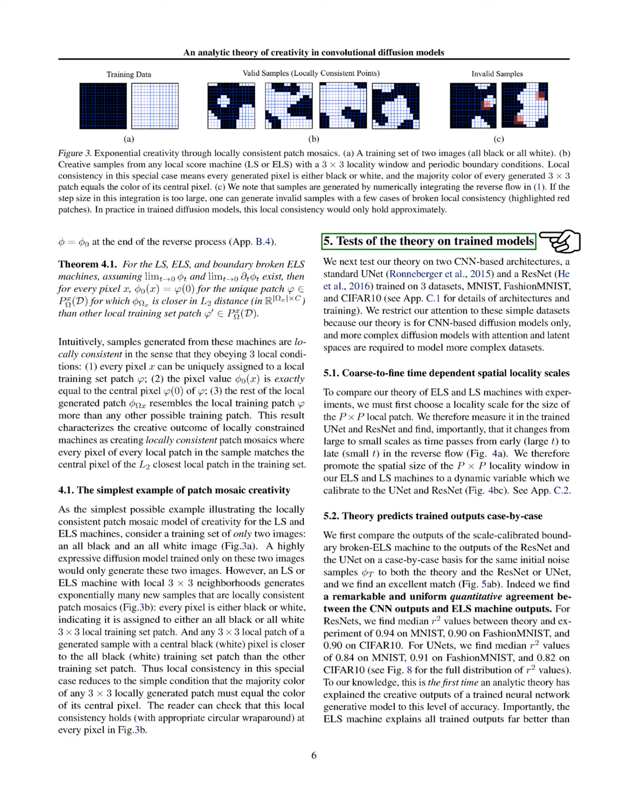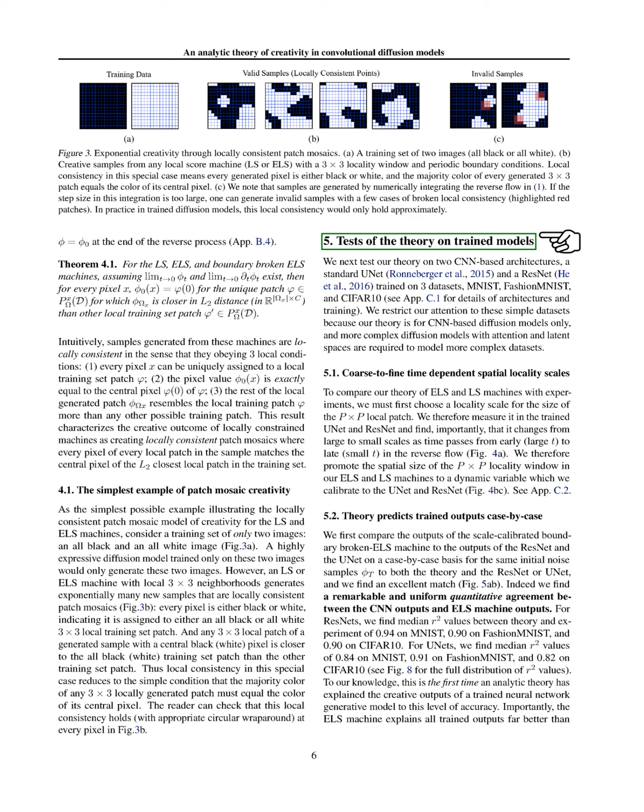Next, we test our theory using two CNN architectures, a standard UNet and a ResNet, trained on three datasets: MNIST, Fashion MNIST, and CIFAR10. We focus on these simpler datasets because our theory specifically applies to CNN-based diffusion models, while more complex models are needed for more intricate datasets.